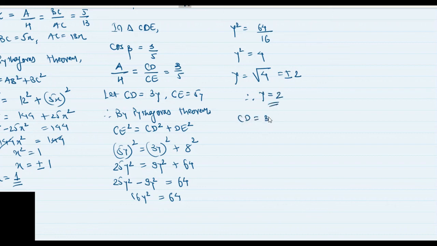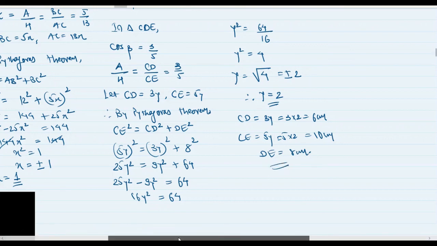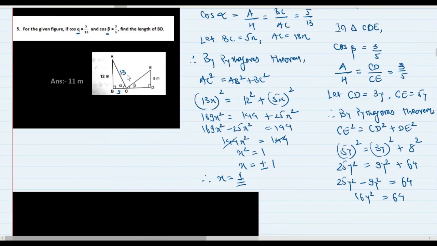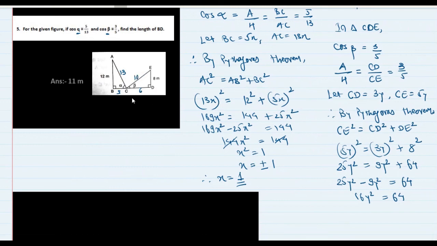Therefore CD, which is 3y, which is 3 into 2, which is 6 centimeter, and CE, which is 5y, which is 5 into 2, which is 10 centimeter, and we already know that DE is 8 centimeter. So these are all the three sides of right angle triangle CDE, which is 6, 10 and 8. So we have to find the length of BD. BD will be BC plus CD. We know BC is 5, CD is 6, so that is 11 centimeter.